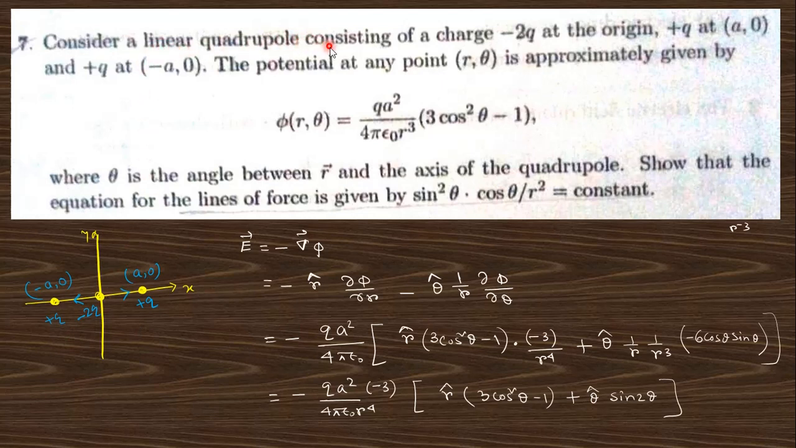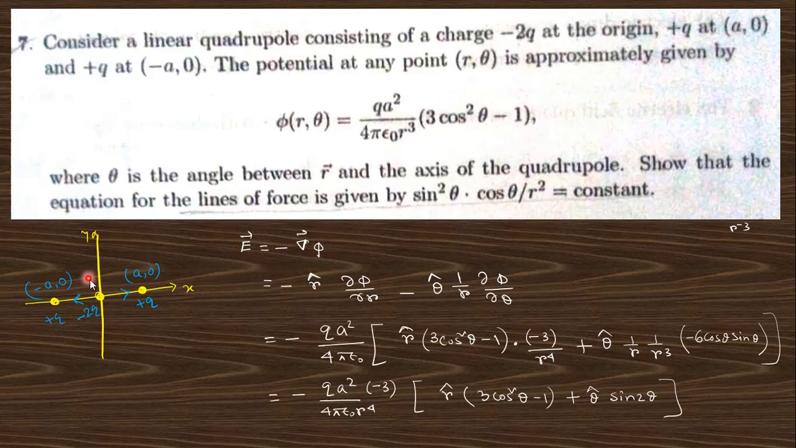Consider a linear quadrupole consisting of charge minus 2q at the origin, plus q on either side, and the corresponding potential is given. Now we need to find the equation of lines of force. For that, you need to find the electric field. From this potential, you can find the electric field using the formula E equals minus grad phi.